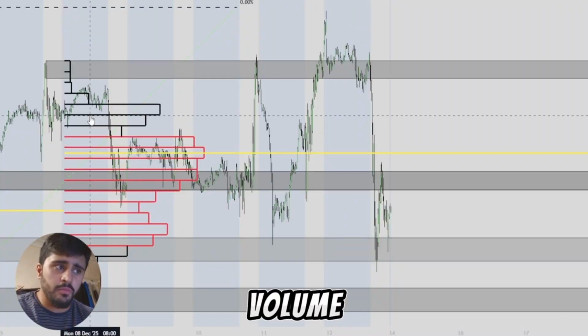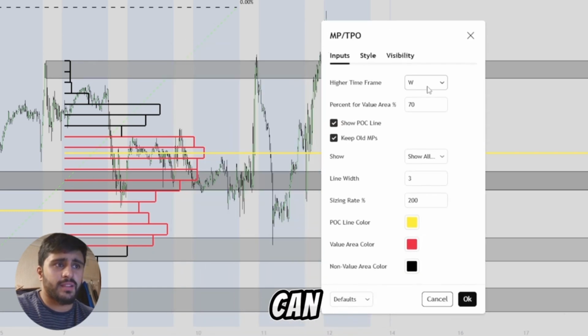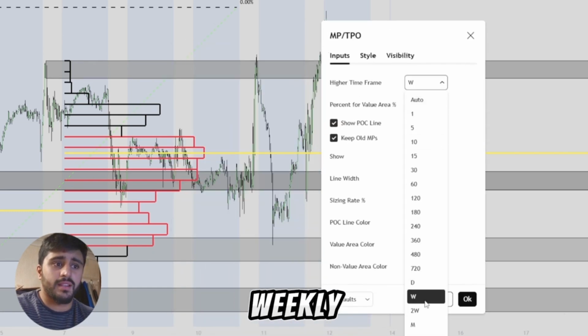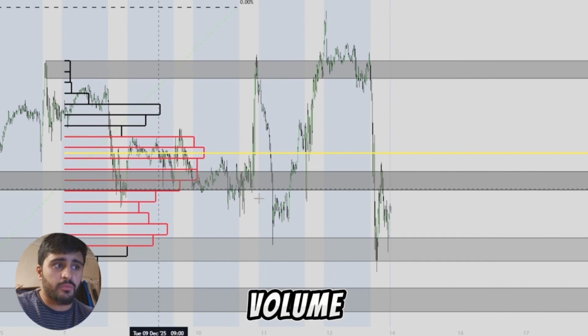percent of the volume for the previous, in this case, week was. So this is the settings I have for market profile. We can see here higher time frame, weekly. So there's weekly, daily, and all the lower time frames as well. We can see something called the POC, right? So I'm just going to untick that so you can only see this volume profile here.